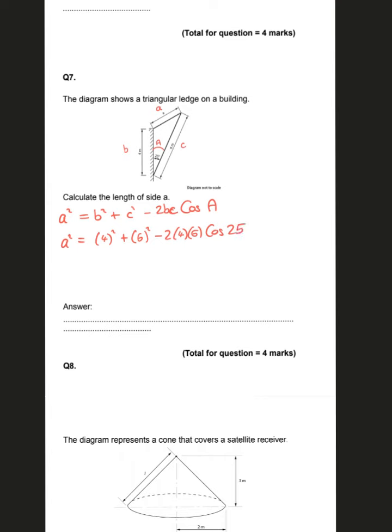So simplify it as much as you can. Don't plug all of these into your calculator. That's likely where you might make a mistake. So 4 squared plus 6 squared is equal to 52, minus 2 times 4 is 8, times 6 is equal to 48. So minus 48 cosine 25. So 52 minus 48 cosine 25 is... oh, sorry, 43.5.